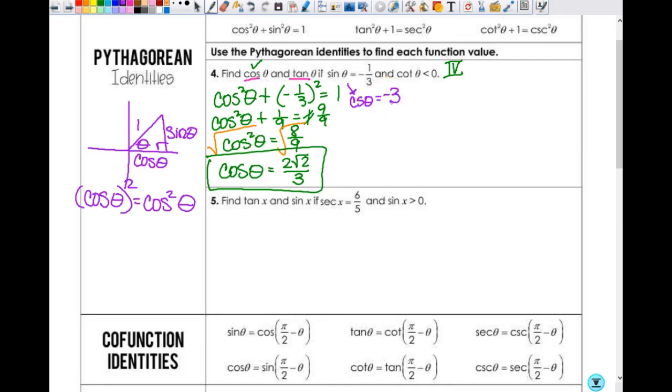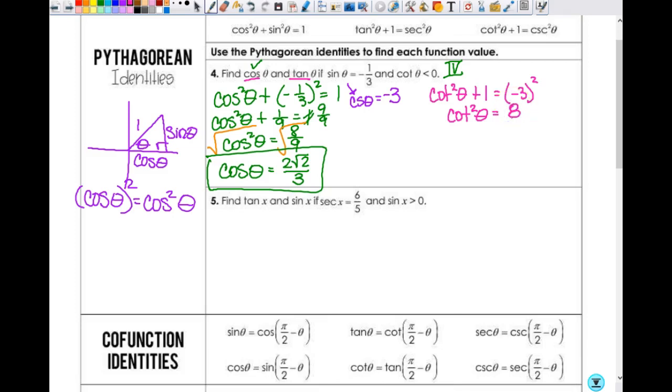Negative 3. So you decide which one of these two you want to use, this or the reciprocal of this one. I think I want to use the negative 3 also. Now, in the end, that'll give me cotangent, but that's fine. I can get tangent from that. So I come over here. I'm going to do cotangent squared of theta plus 1 equals negative 3 squared. So that's going to give me cotangent squared theta equals, well, negative 3 squared is 9. I subtract 1 and I get what?